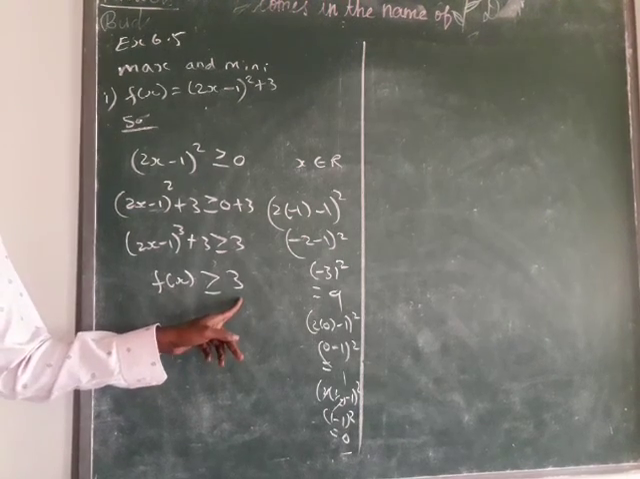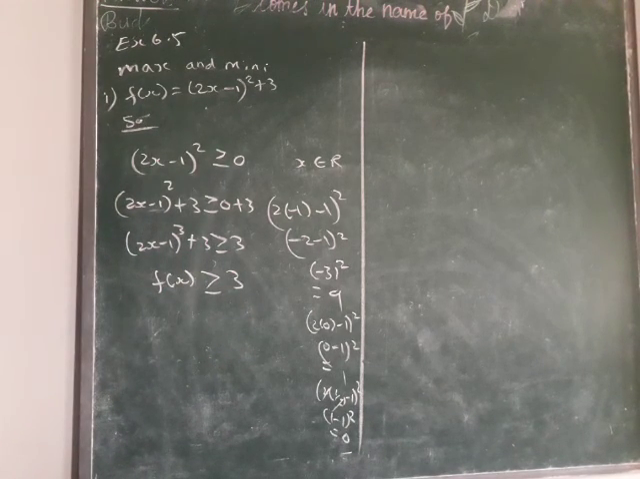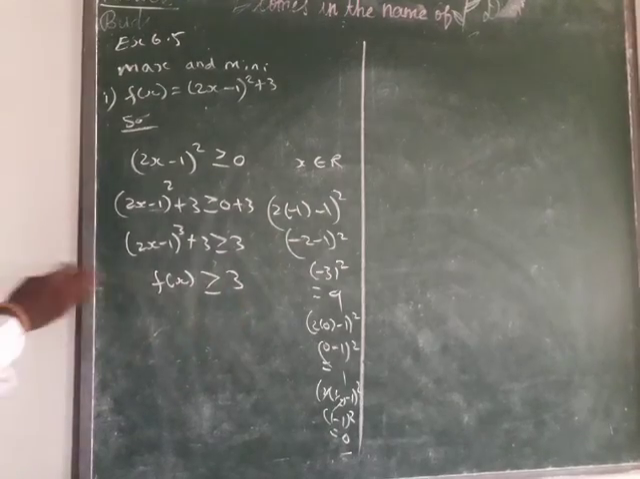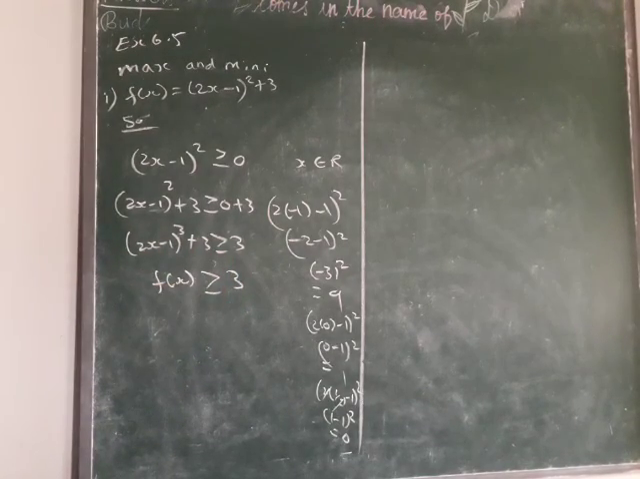Minimum value is 3. But I don't know what the maximum value is. That is infinity, so you can use the word infinity, otherwise you cannot find the maximum value. So the minimum value is what? 3, because it starts from 3 and goes greater than 3. The f of x is 3 and greater than 3.